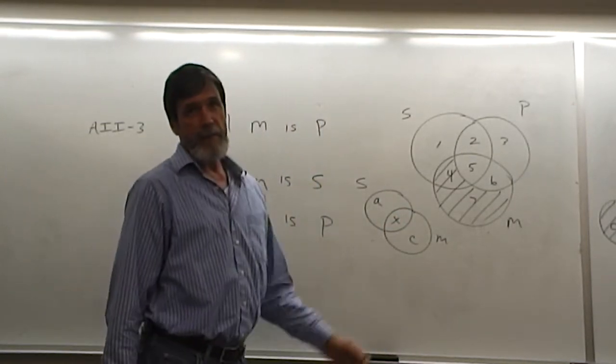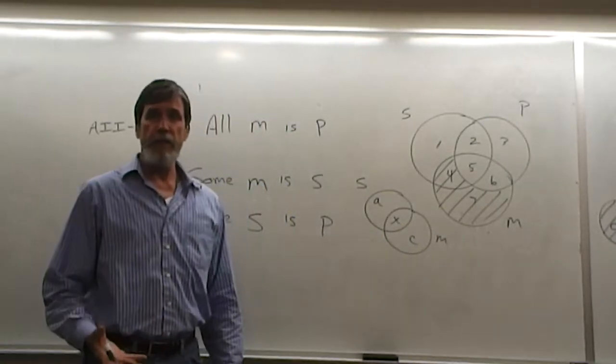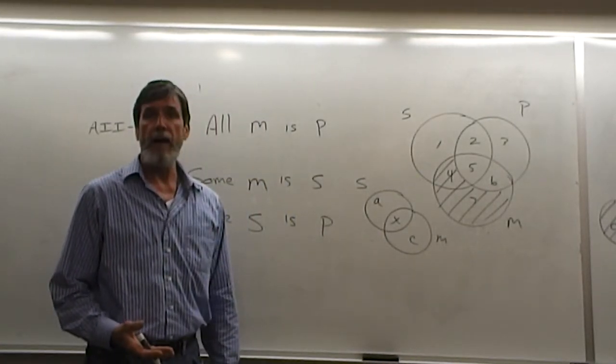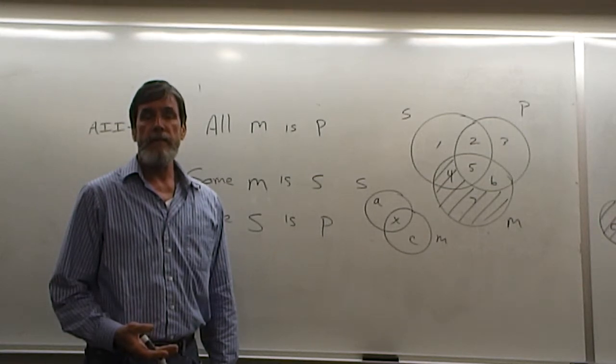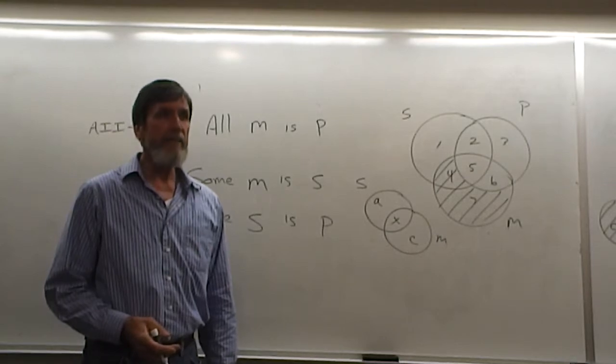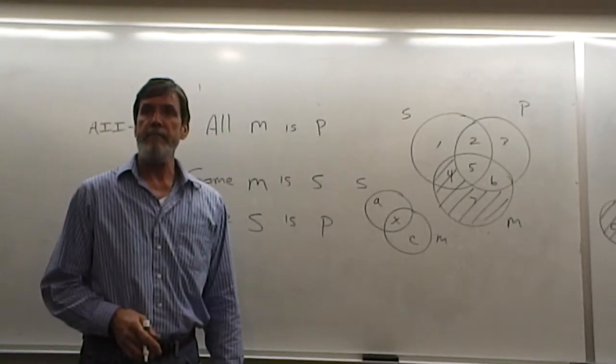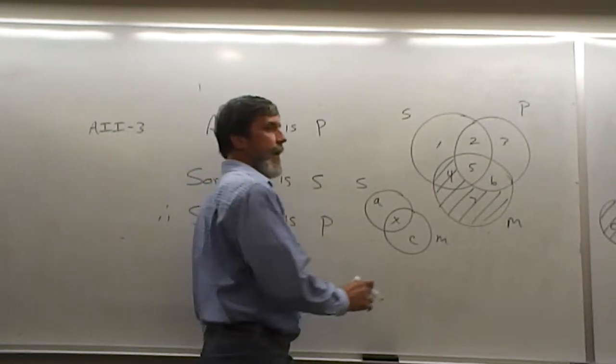Now notice that segment B on the three-circle diagram has been reduced to simply segment 5. Is 5 still the intersection of S and M? Yes. Sure it is. So that's where our X goes.